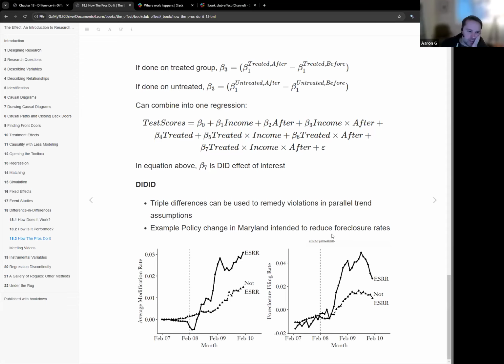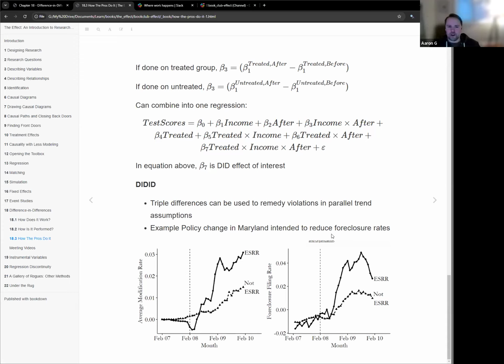Long story short, they found that the modification rates to loans did go up, which was considered a positive. But on the other hand, the mortgage servicers also tended to increase foreclosure rates on houses, which was seen as a negative because one of the intents of the program was to actually decrease foreclosure rates, and it had the opposite effect.